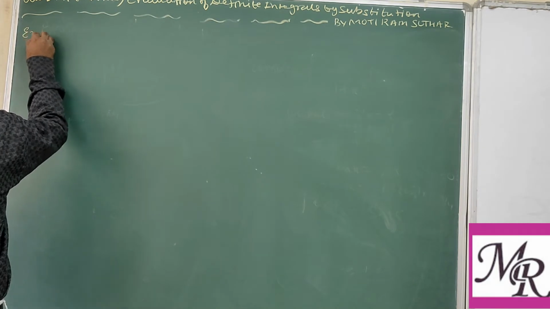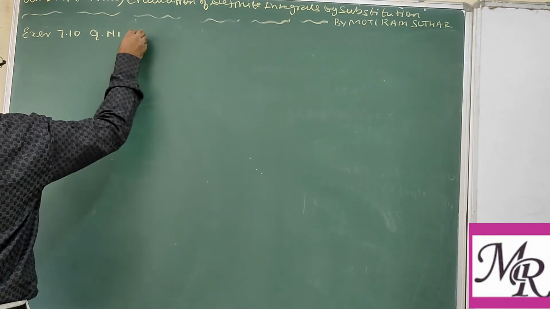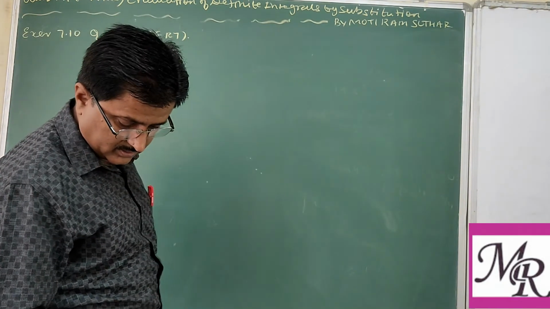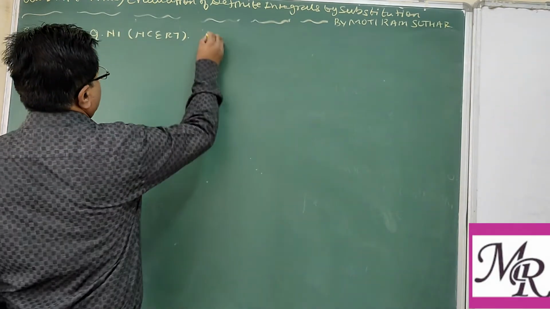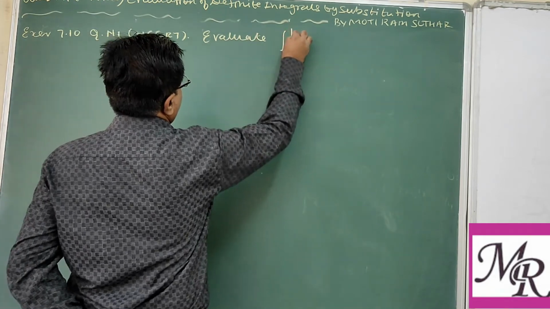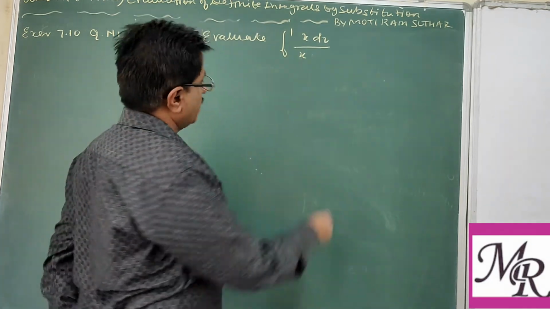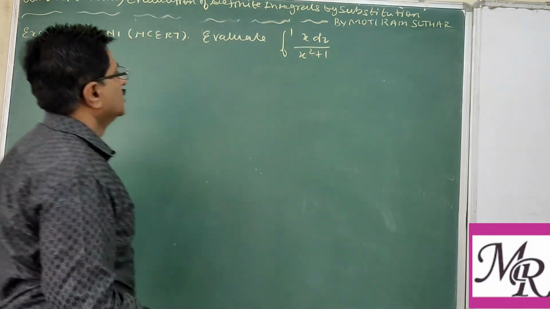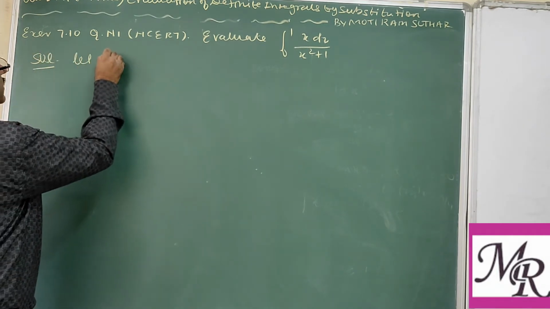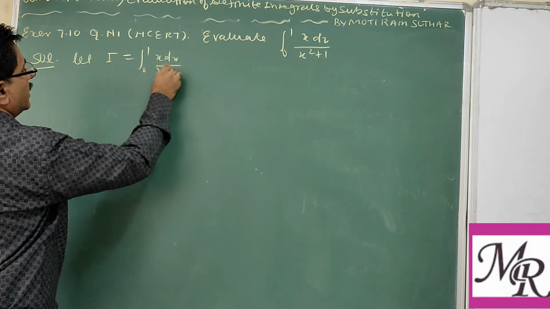Exercise 7.10, question number 1. Evaluate the integral from 0 to 1 of x dx upon x square plus 1. So here, solution. Let the given integral be I, 0 to 1 x dx upon x square plus 1.